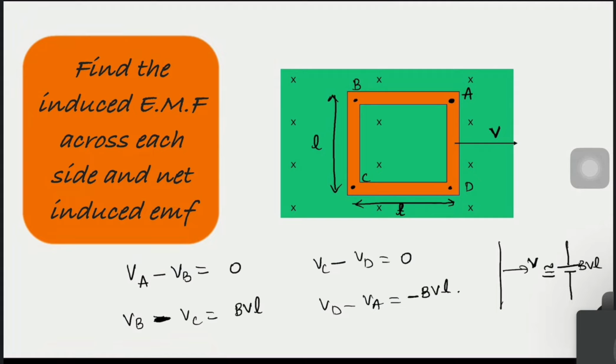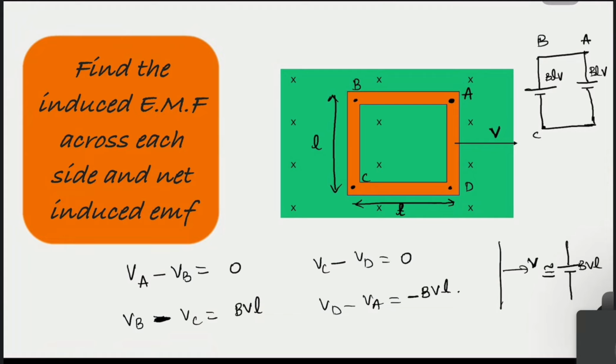So coming to this case, I'll redraw the square. Between B and A there is no EMF, so I'll just represent it with a wire. Between B and C there will be a cell. You can place a cell which has an EMF of BLV. Then between C and D there is no potential difference, so I'll represent it with a wire. Next, between A and D again there is a cell of EMF BLV with higher potential at A, right? So this is how you have the cells.